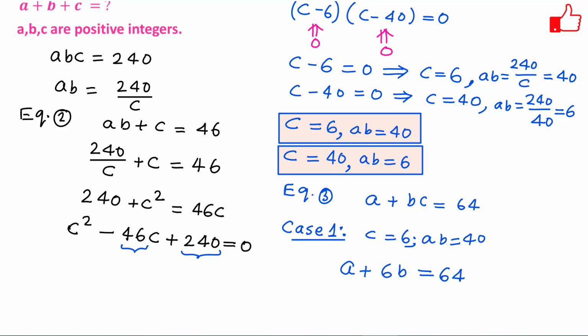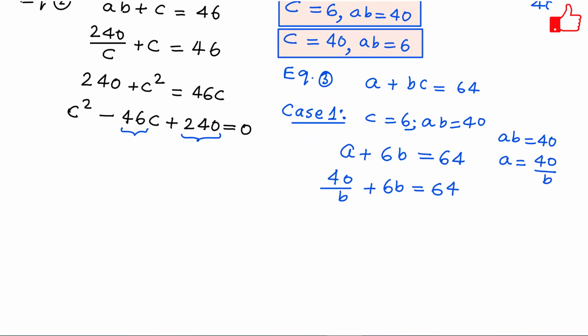And we can also express A in terms of B from this term, so we can make a quadratic in B. So AB equals 40. This means A equals 40 divided by B. Now let us plug this value of A. So this becomes 40 divided by B plus 6B equals 64. Now let us multiply both sides by B. So this becomes 40 plus 6B square equals 64B.